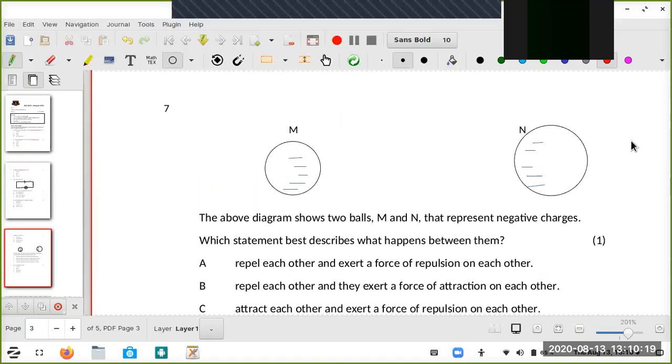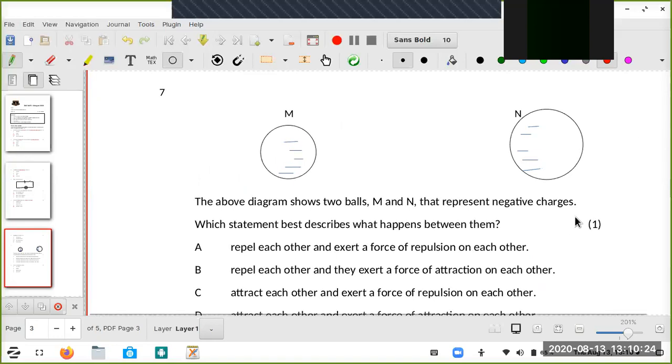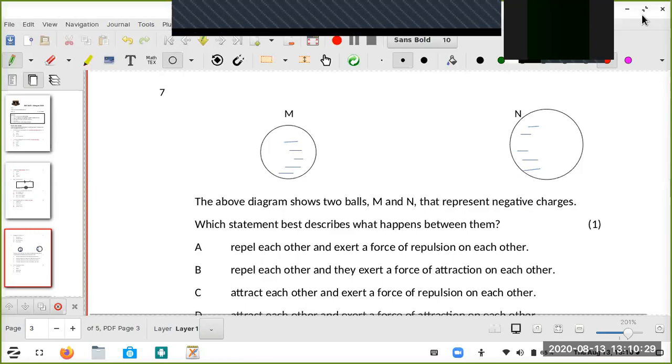Okay, number 7. On number 7, we are looking at what? We are looking at objects M and N.